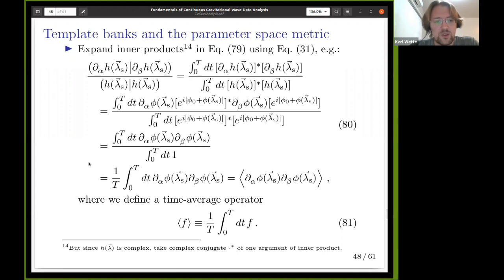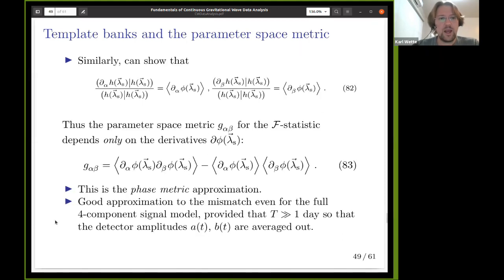So it turns out, just working through this, and you can do this more carefully yourselves, you find that this ratio in the product is given just by this integration of the derivatives of the phase, which we can write in terms of a time average operator, given in equation 81. And you can show the same thing for some of the other products.